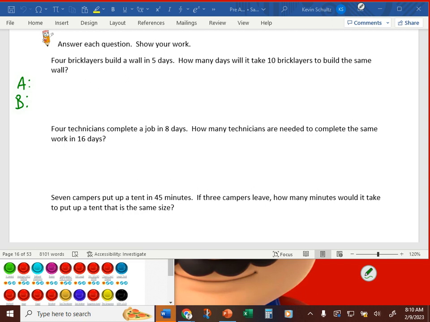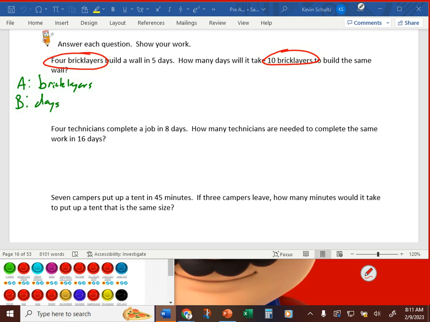And the B is the days. So A is the bricklayers and B is the days. Those are the two units that we're working with here, right? A and B, bricklayers, days. So we identify where our brick layers are. We got 4 of them there and 10 of them there.